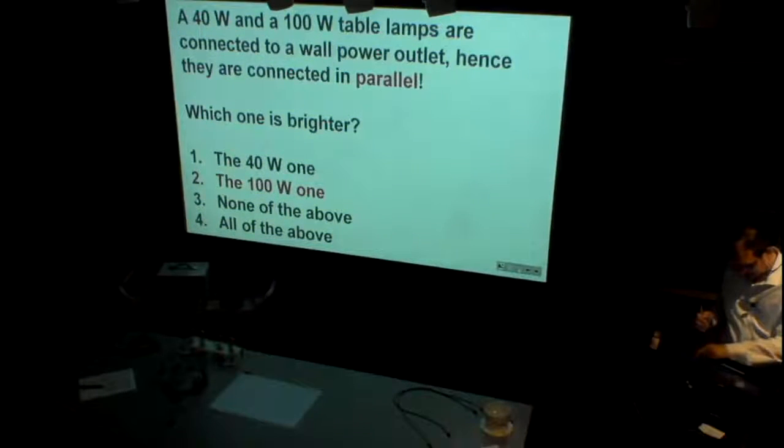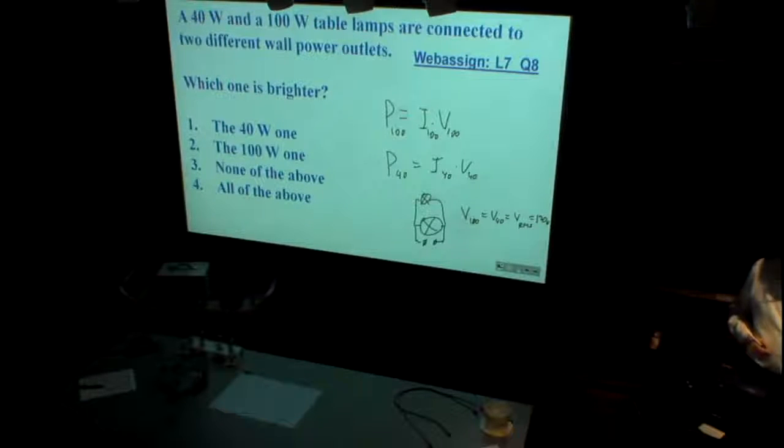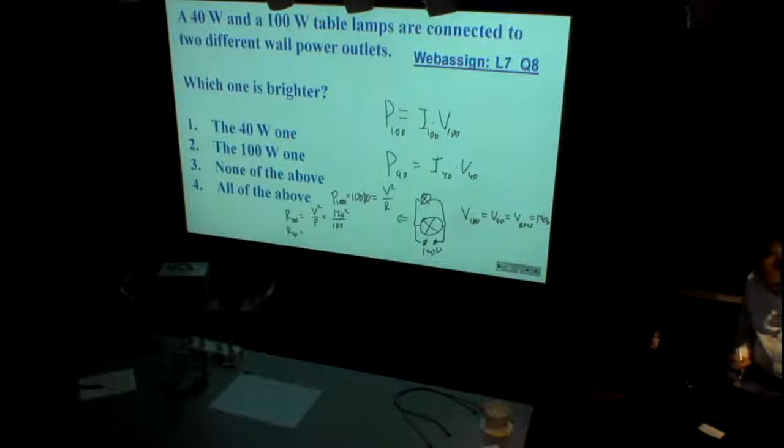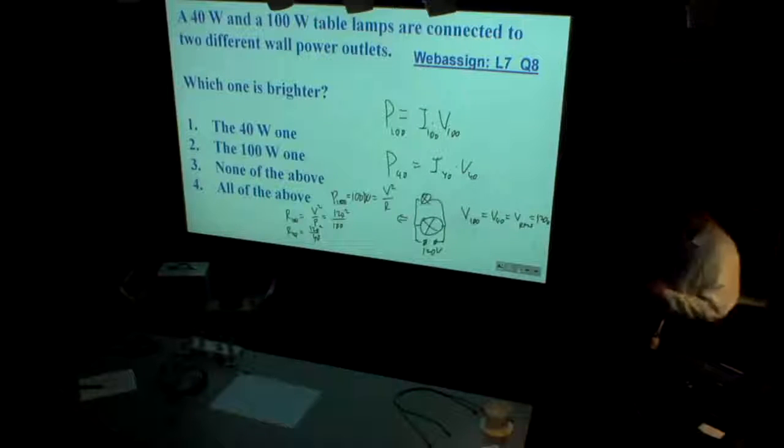This is how we find it. We go back to the slide for connection in parallel. The number on the bulb assumes that the bulb is plugged in directly into a power outlet, like in this picture. Hence, this power, P100, which is 100 watt, should be equal to voltage squared divided by resistance. Which voltage? The voltage of a power outlet, which is 120. So R will be equal to voltage squared over power, 120 squared over 100. But R40 will be equal to 120 squared over 40.